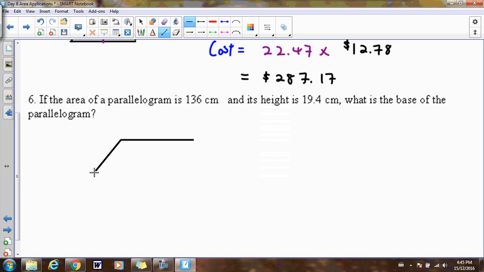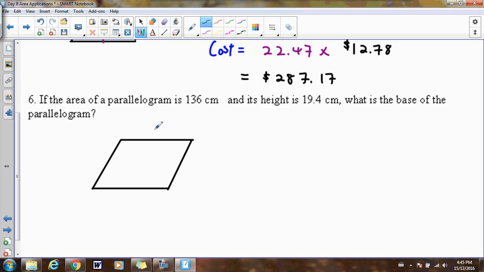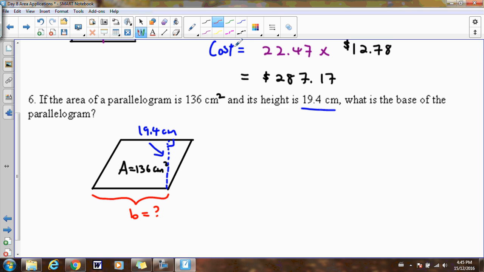Last one, the area of a parallelogram. There you go. Let's try to draw that in. This is a parallelogram, and it tells you the area is 136 centimeters, should be 136 centimeters squared, because we're talking about an area. It also tells us the height is 19.4. What they're saying is that the distance from the top here to the corner here at a 90-degree angle is 19.4 centimeters. And what they want us to find is the base of this parallelogram.